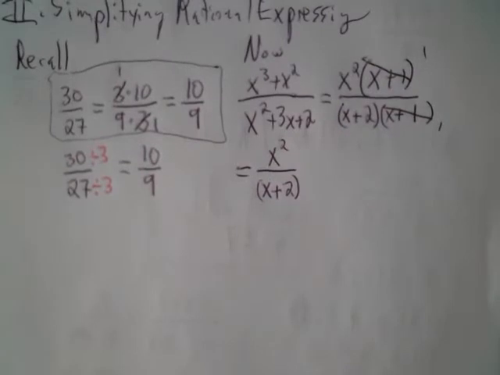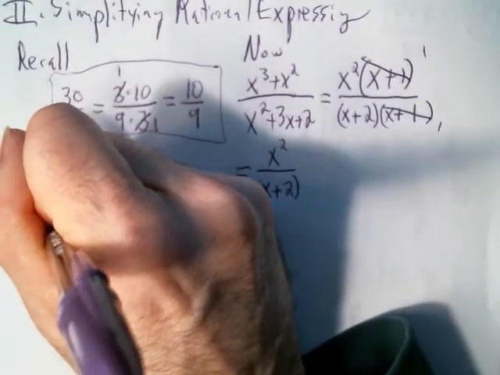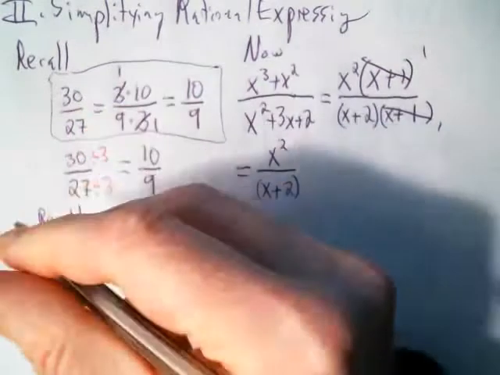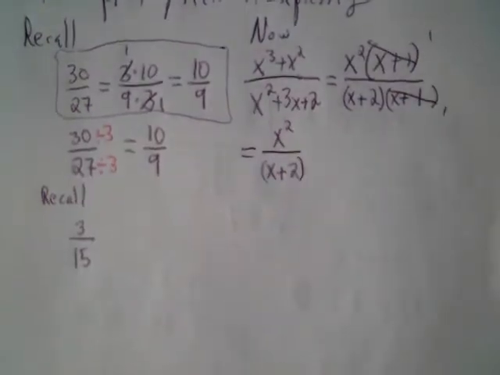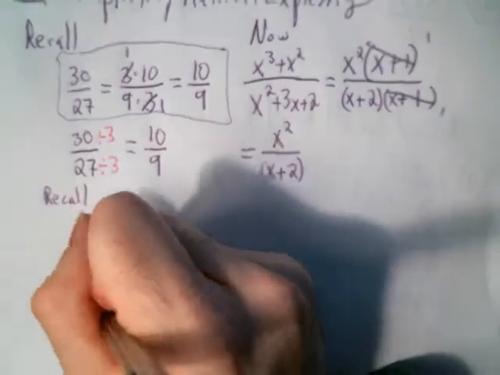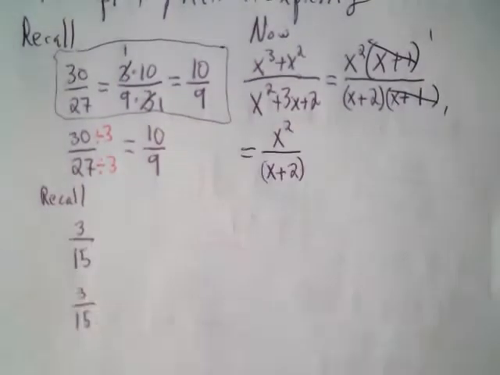Okay, so that's one type. Let's look at another type. So maybe you would have something like 3 over 15. And how did you usually do that? So you would divide again, top and bottom by 3.